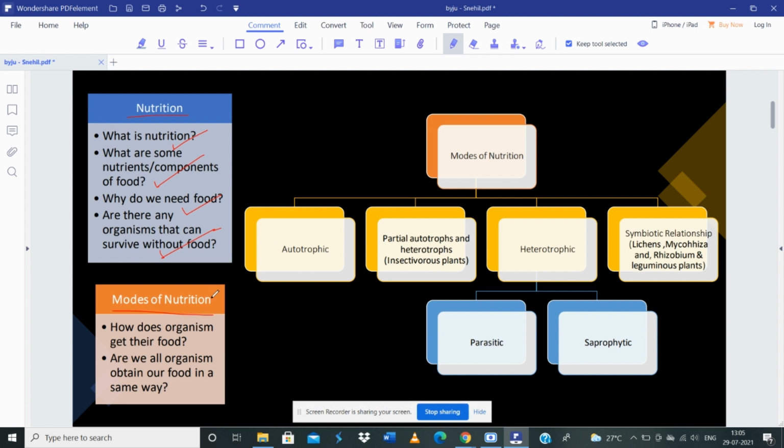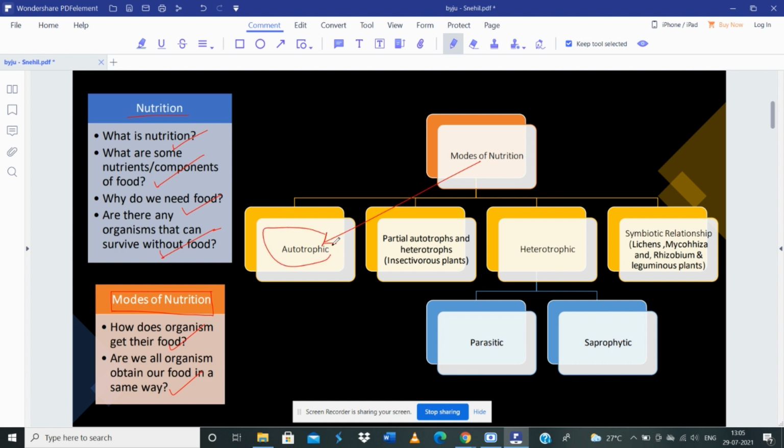Secondly, we will discuss a very interesting topic, which is modes of nutrition. In this, we will basically discuss how an organism gets its food, and whether all organisms obtain food in a similar way. We will also discuss different modes of obtaining food. Firstly, we will discuss the autotrophic mode of nutrition.